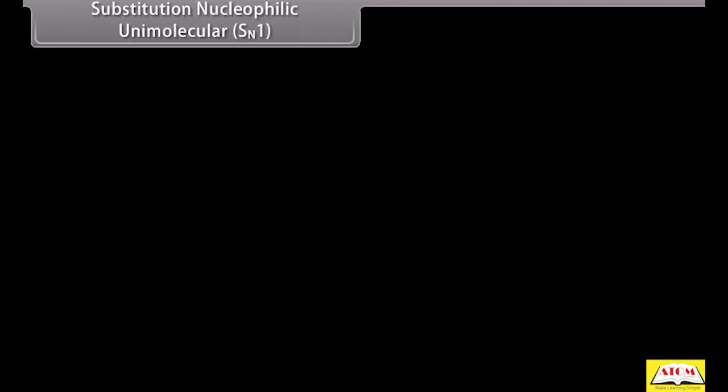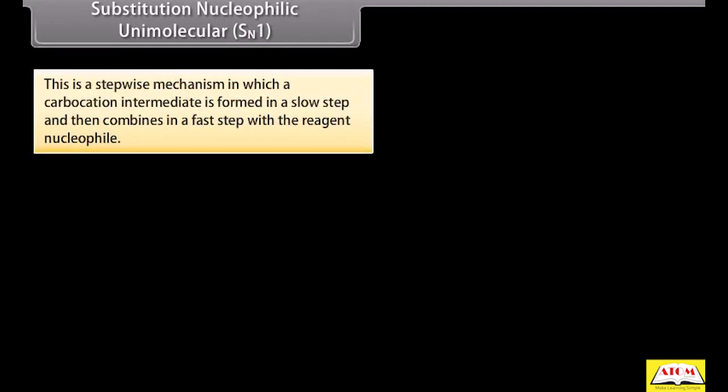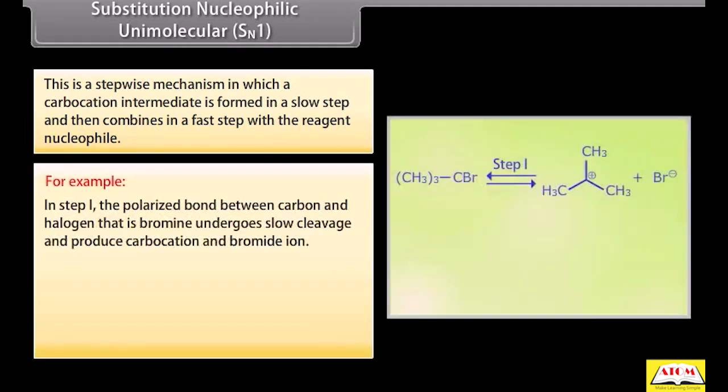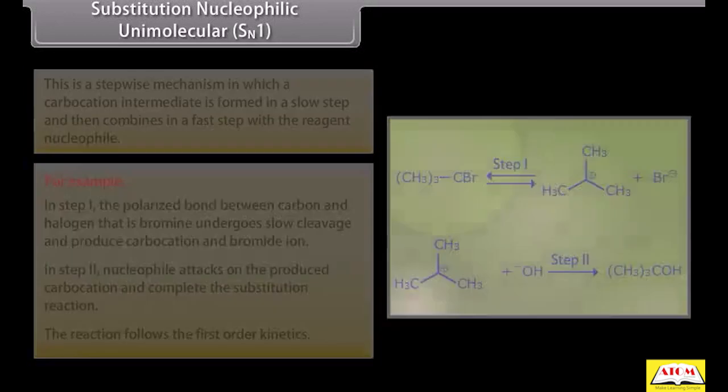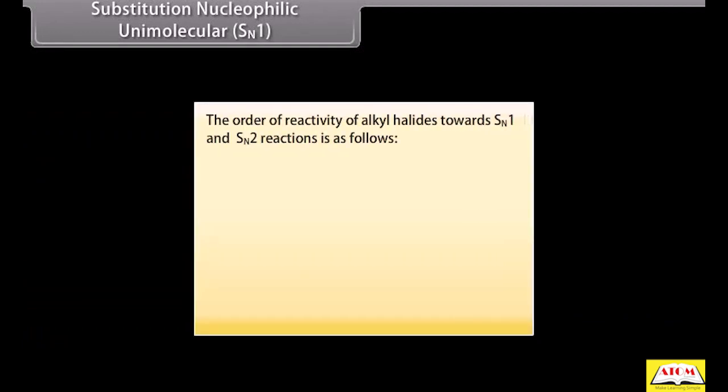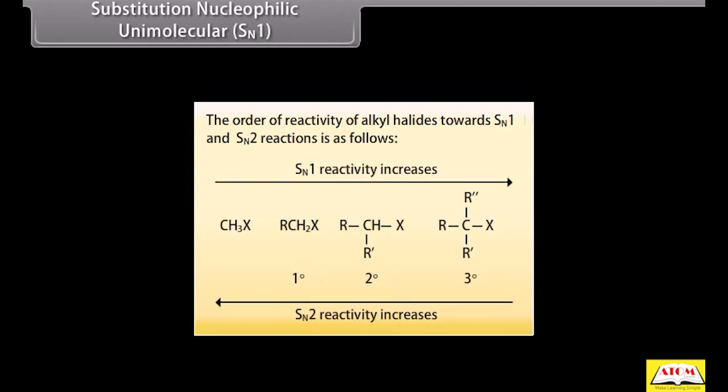Substitution nucleophilic unimolecular SN1. This is a stepwise mechanism in which a carbocation intermediate is formed in a slow step and then combines in a fast step with the reagent nucleophile. For example, in the first step, the polarized bond between carbon and halogen, that is bromine, undergoes slow cleavage and produces carbocation and bromide ion. In the second step, nucleophile attacks on the produced carbocation and completes the substitution reaction. The reaction follows the first-order kinetics. The order of reactivity of alkyl halides towards SN1 and SN2 reactions is as follows.